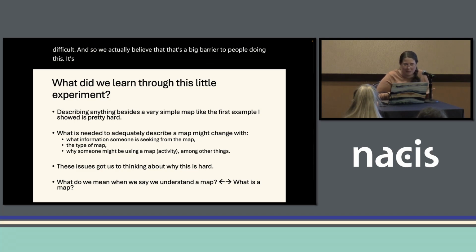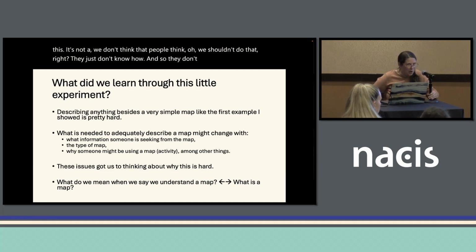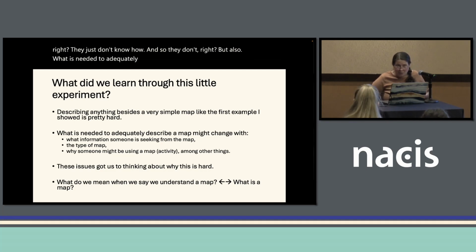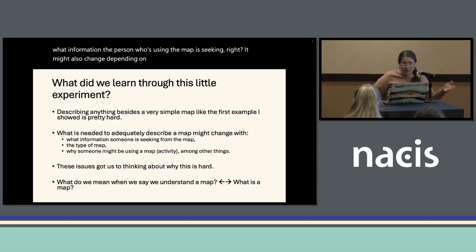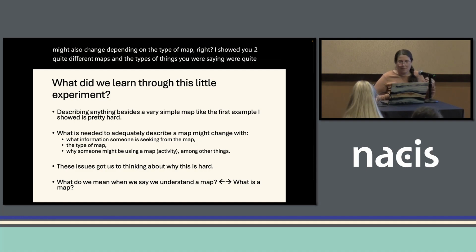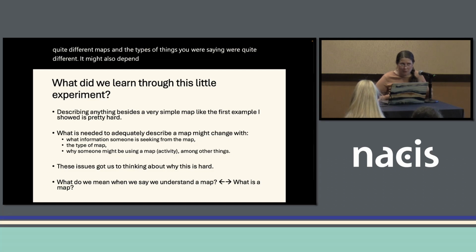We don't think that people think, oh, we shouldn't do that. They just don't know how, and so they don't. But also, what is needed to adequately describe a map might change depending on what information the person who's using the map is seeking. It might also change depending on the type of map. I showed you two quite different maps, and the types of things you were saying were quite different. It might also depend on what the person is trying to do with the map, among other things.